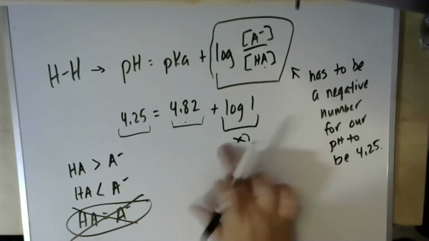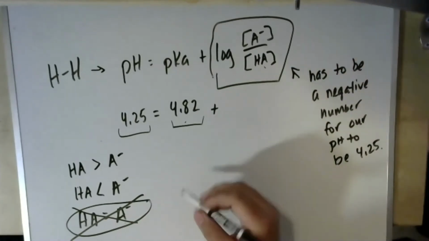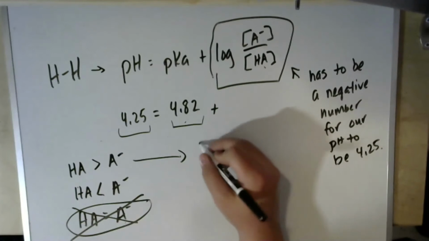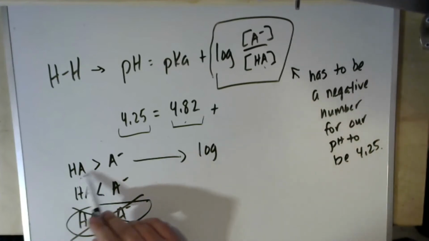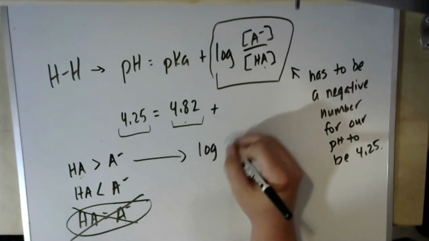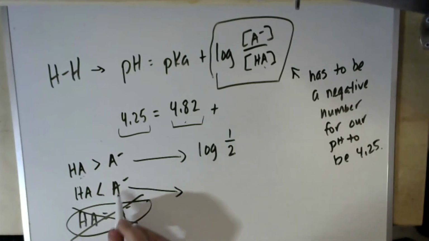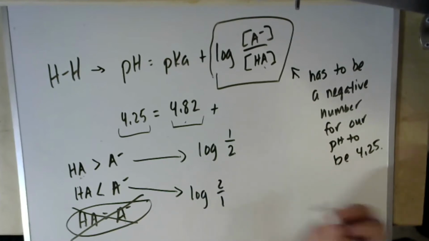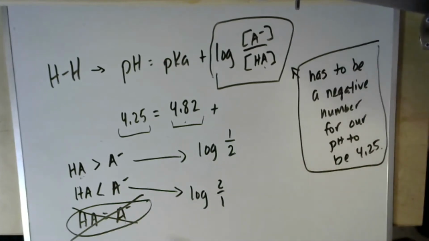So this one can't be right. And that's how I like to solve these things if I don't know them right away, I'll try them out for myself. I'm going to try out the log of a set of numbers where HA is going to be greater than A minus. How about the log of 1 over 2? And in this scenario where HA is going to be less than A minus, I can do the log of 2 over 1. Whichever one of these scenarios gives me a negative number, that's going to be the correct scenario.